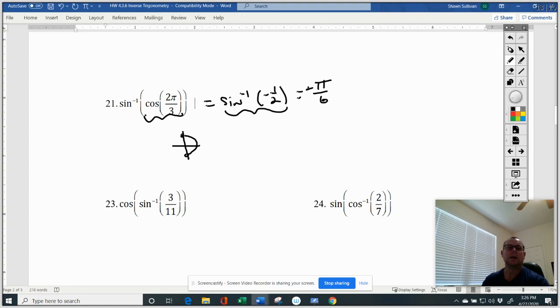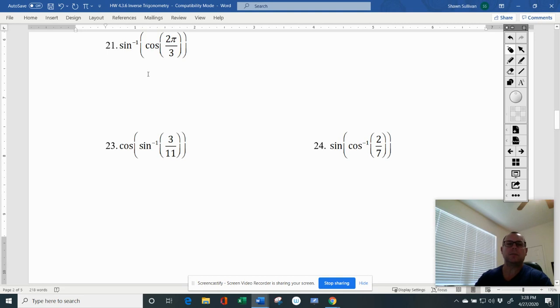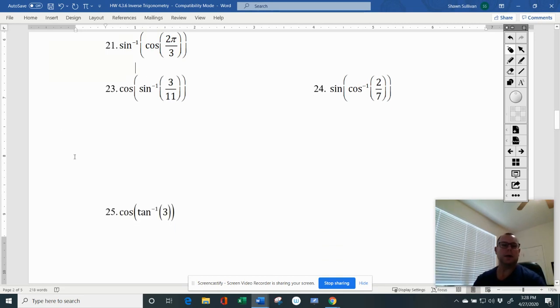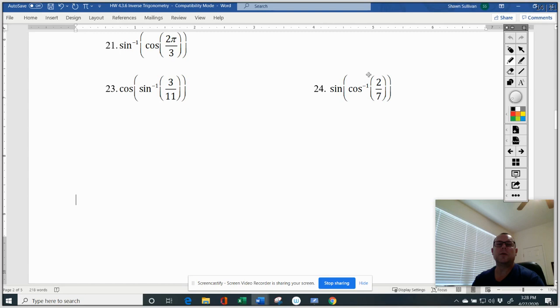All right, so we'll do a couple more of these, what I like to call more interesting problems. And here we go. So 3 over 11 and 2 over 7 for these two problems, those are not problems that we can just go to our unit circle and look up the solution to. So we're going to have to do some work. And what we're going to have to do is build a triangle.